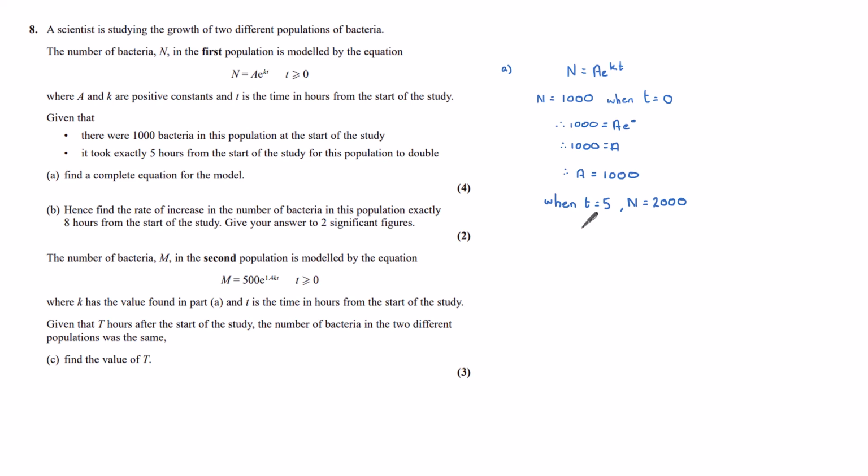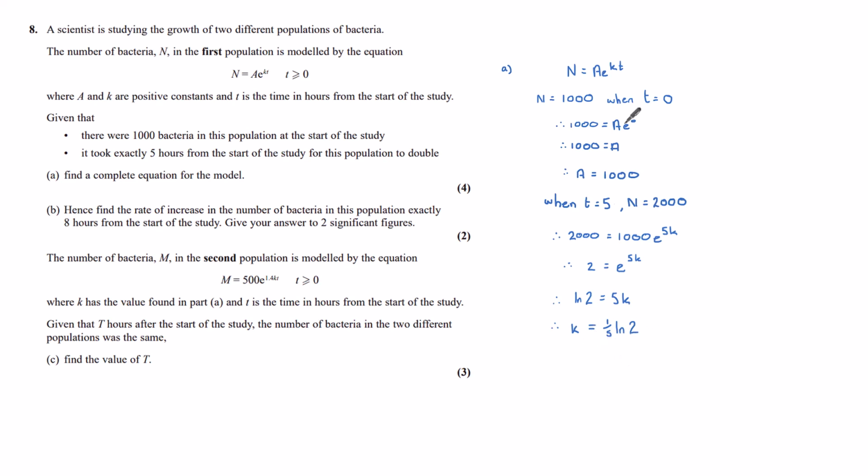So when t = 5, n will be equal to 2,000. And substituting these values in gives us 2,000 = 1,000e^(5k). Now we want to find k, so let's divide both sides by 1,000. And so 2 = e^(5k). And now taking the natural log of both sides, then ln 2 = 5k. Dividing by 5, then k = 1/5 ln 2.